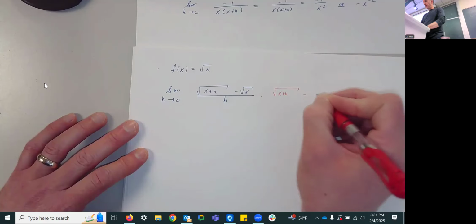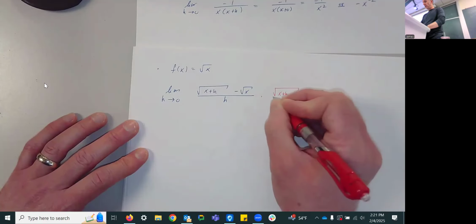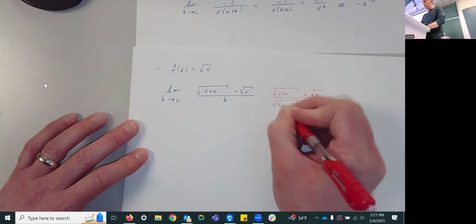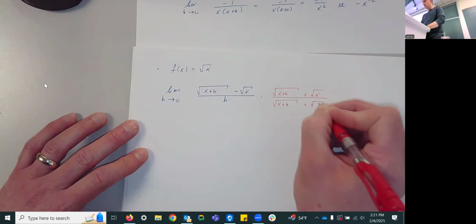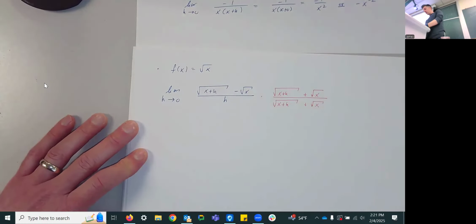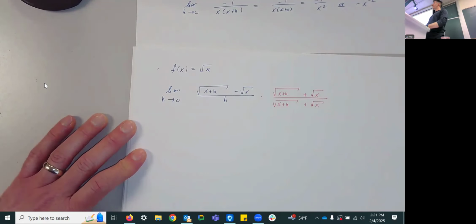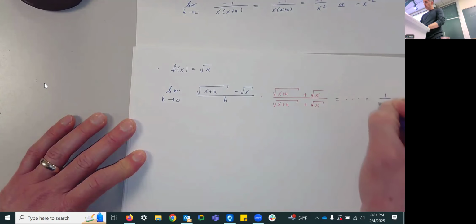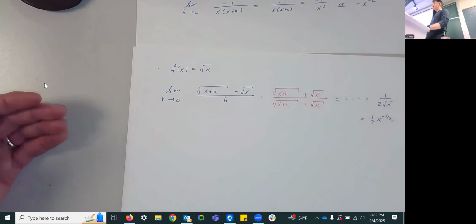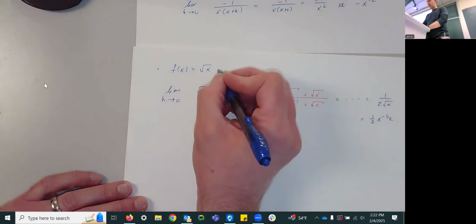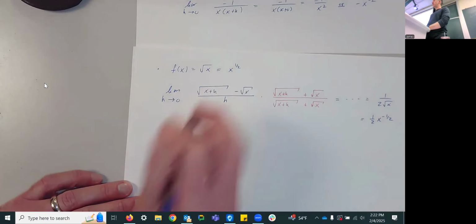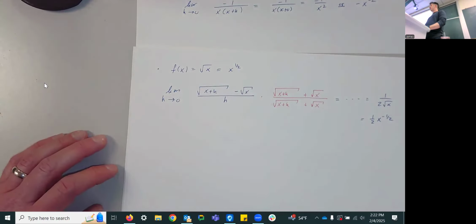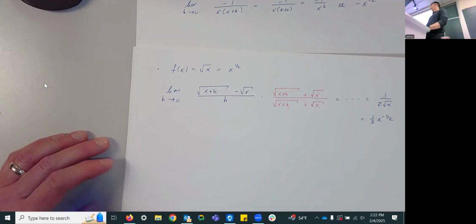I definitely think it is worth your while to do this one on your own. At the end of the day, you should get 1 divided by 2 root x. Or if you prefer, 1/2 times x to the negative 1/2, which again is what you would get using the power rule. Because the square root of x is x to the 1/2, and the derivative is 1/2 times x to the 1/2 minus 1, which is negative 1/2.